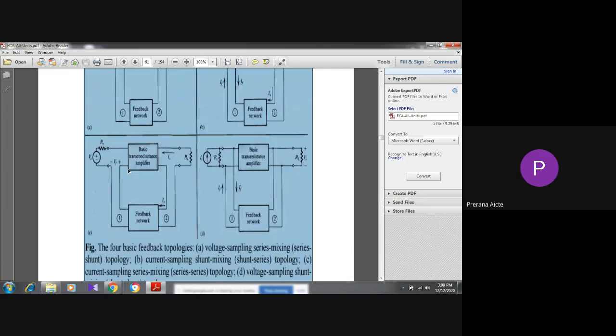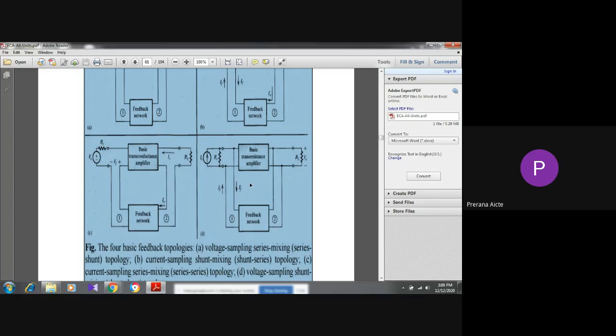Next one, this is transconductance. Transconductance means this is current series feedback: output current to input voltage. Output current by input voltage is the transconductance formula. That's why this is called a transconductance amplifier.